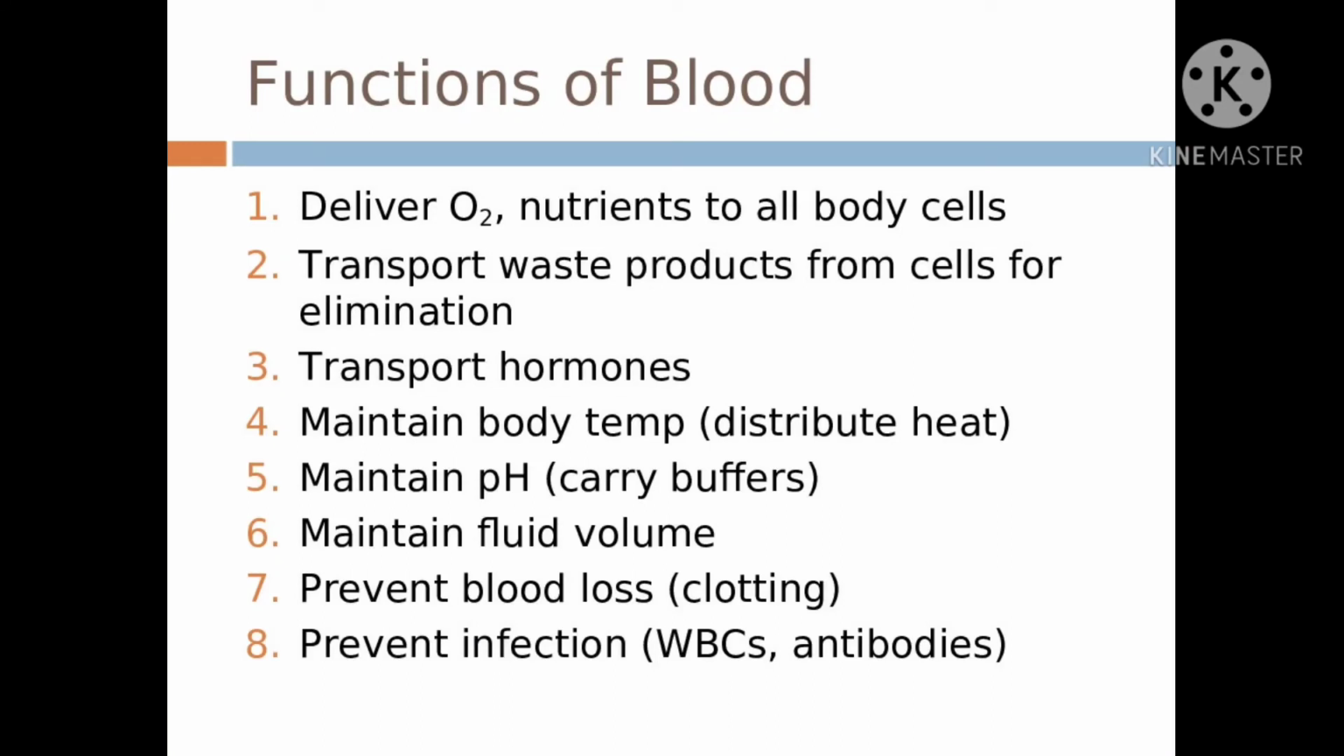Now finally we are going to talk about the function of blood. The first one is it delivers oxygen and nutrients to all body cells. The second one is it transports waste products from cells for elimination. The third one is it transports the hormones. Fourth one is it maintains the body temperature.